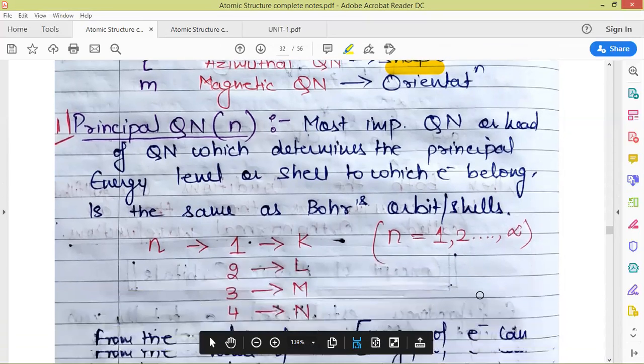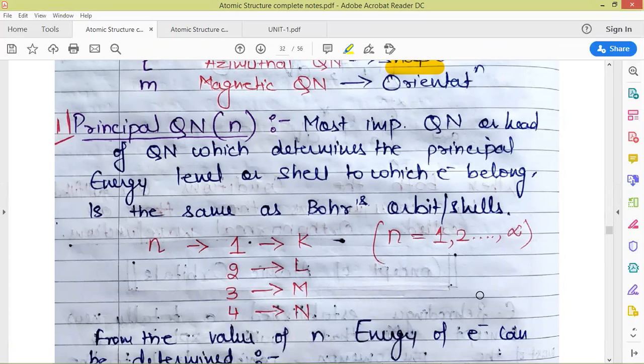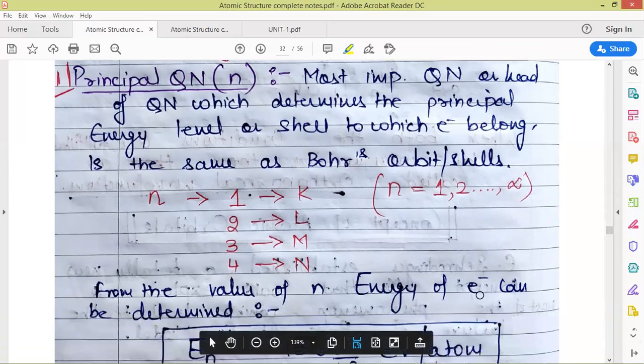So let's start with the first quantum number, the principal quantum number. It is represented by small letter n. It is the most important quantum number as it determines the principal energy level or shell in which the electron is present. It is the same n which was taken by Bohr to define the orbit number, or the shell number. The value of n can range from 1 to infinity.